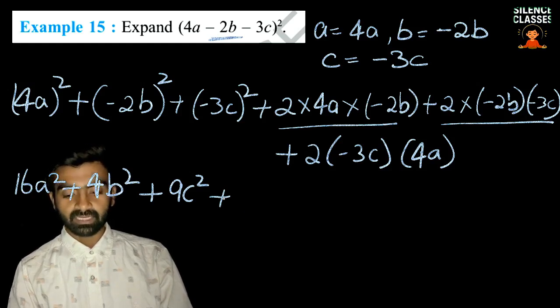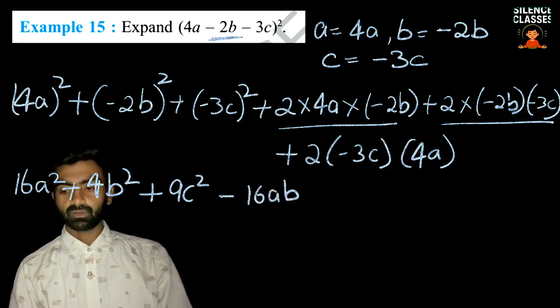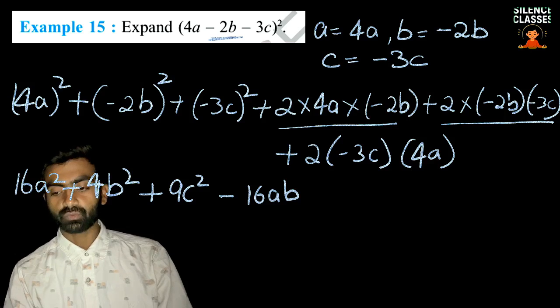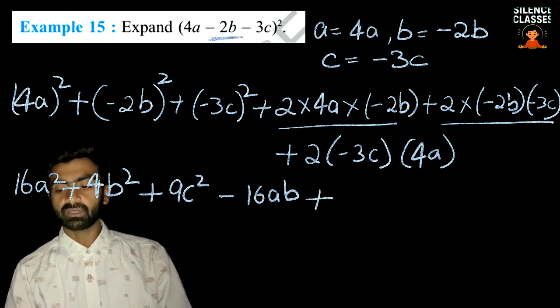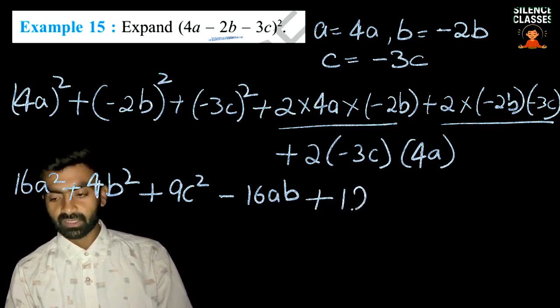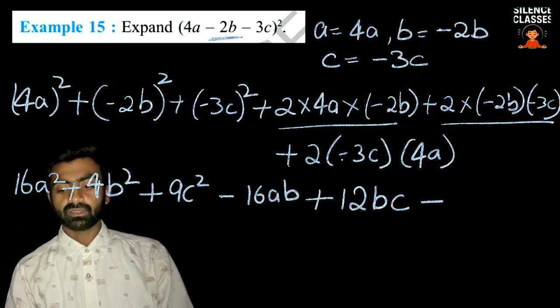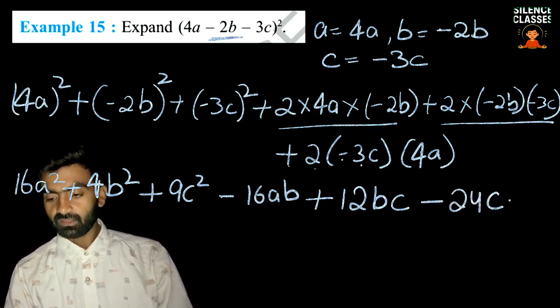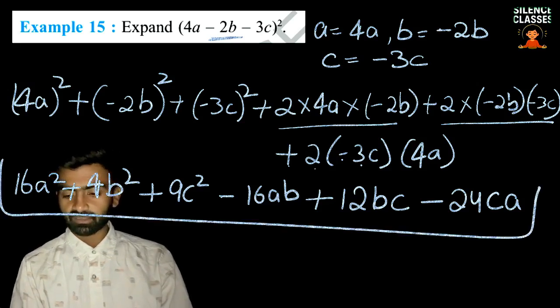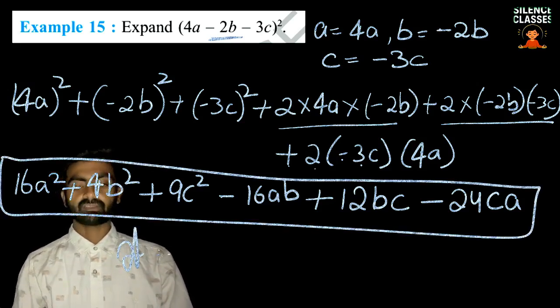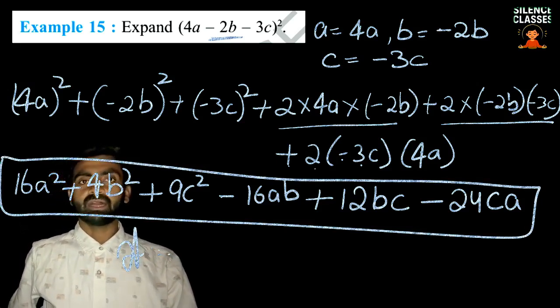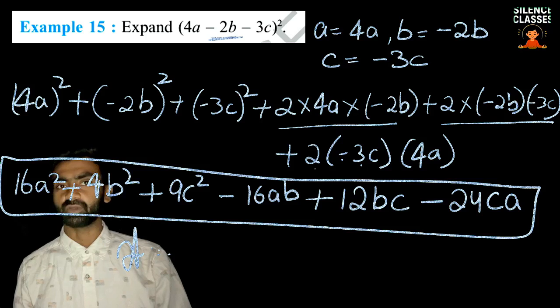Once I open the bracket, this plus will change to minus. Minus 16ab. Now once I multiply it, 2 4s are 8... (2 times 4 and 4 times 3 is 12), and minus minus plus and plus plus will become plus, so the sign will be plus. 2 4s and 4 3s are 12, and 12bc we will write down. Again minus plus will become minus. 3 2s are 6 and 6 4s are 24ca. Okay, and this is the answer, and this is the expanded form of this. I hope you guys understood how we are doing this particular question.